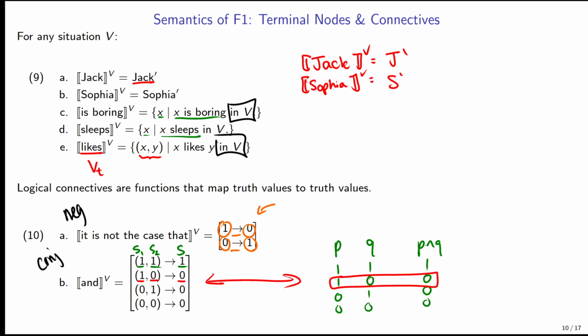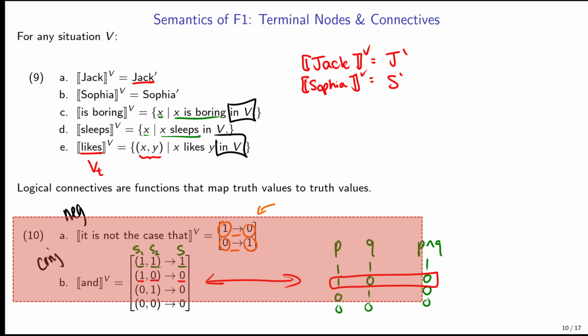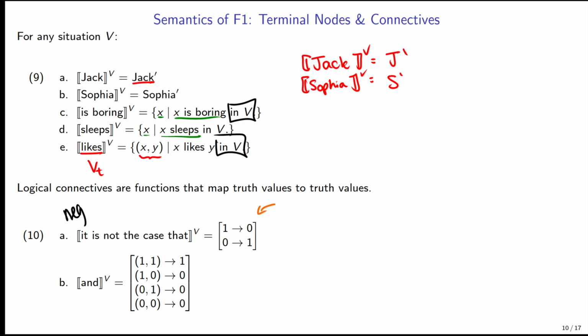I haven't defined or here, but I'm sure you could figure out or at this point, probably right off the top of your head. So if you had or here, let's just scribble them out and put it out explicitly. This would be a 1110 truth table, because in the second and third rows, where just one of them is true, or would be true in those situations. So that's how we do our terminal nodes.